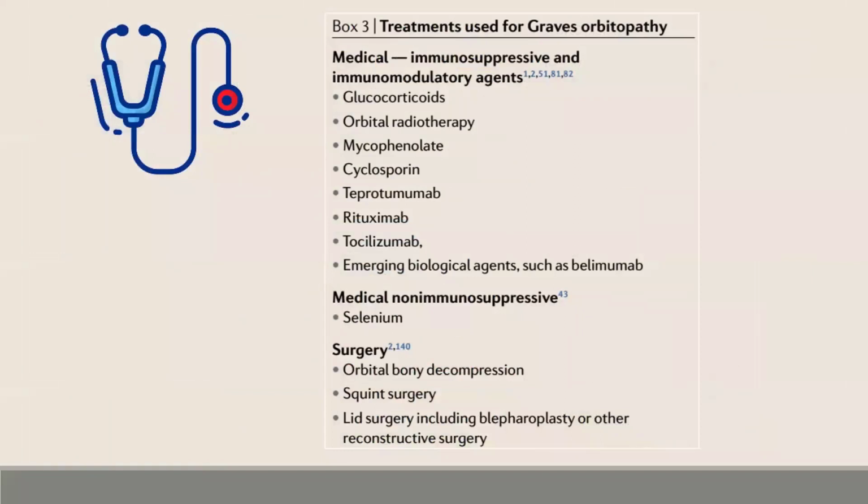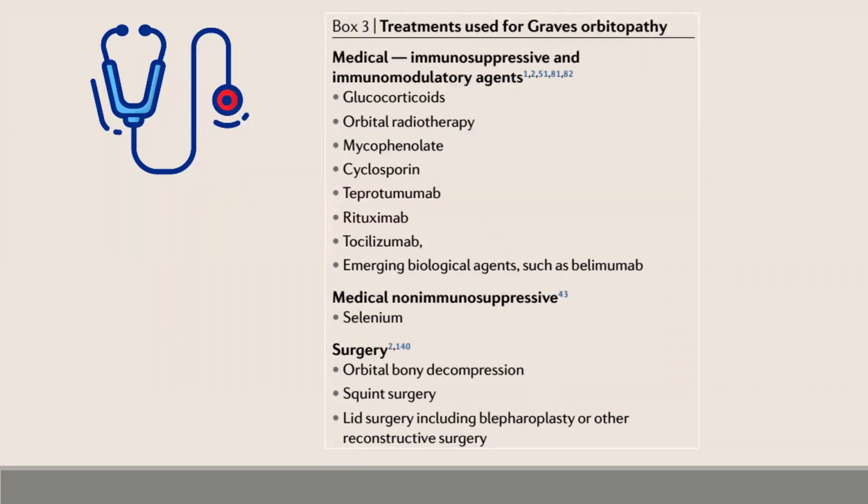How to manage? Actually this is a very important topic in this presentation, because in each exam they will ask a question about the management of Graves' orbitopathy. Don't forget that in most cases of moderate to severe Graves' orbitopathy, intravenous corticosteroid is the cornerstone of management. Among medical or immunosuppressive drugs, glucocorticoid is the first one, intravenous glucocorticoid. Previously, they mentioned that oral glucocorticoid is the cornerstone, but nowadays, intravenous glucocorticoid is the cornerstone for management of moderate to severe Graves' orbitopathy.